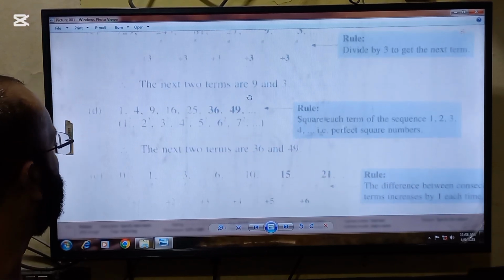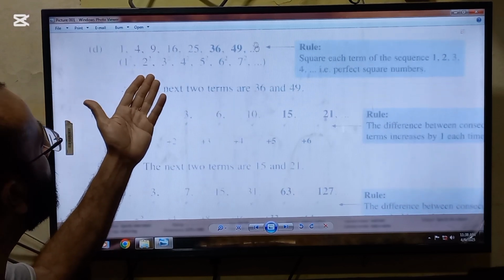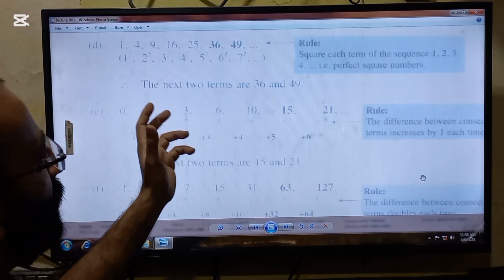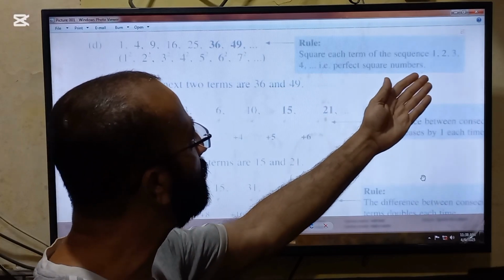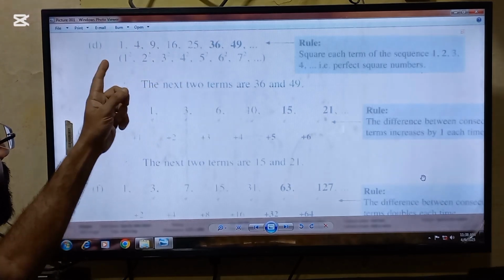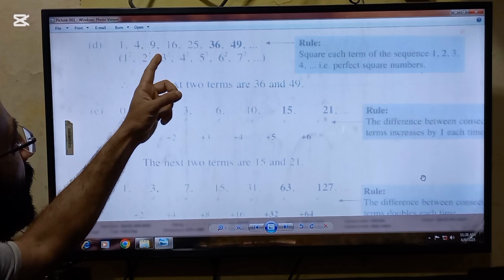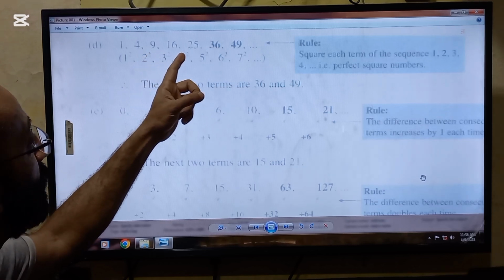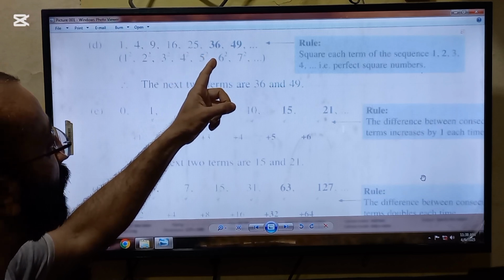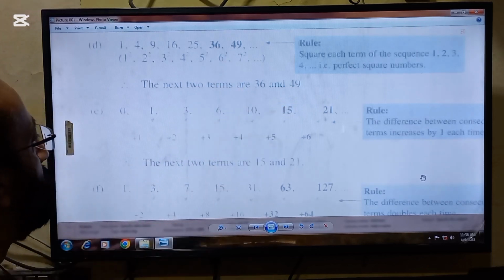In D part, the number sequence is 1, 4, 9, 16, 25 and so on. So in this number sequence, we can pick the square of each term of the sequence 1, 2, 3, 4 and so on. That is perfect square numbers. So these are perfect square numbers, because 1 is the square of 1, 4 is the square of 2, 9 is the square of 3, 16 is the square of 4, 25 is the square of 5. So definitely the next term will be the square of 6, that will be 36. The next term will be the square of 7, that is 49. So these are the next two terms.